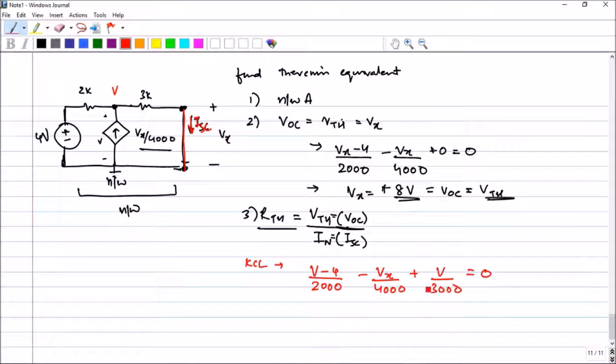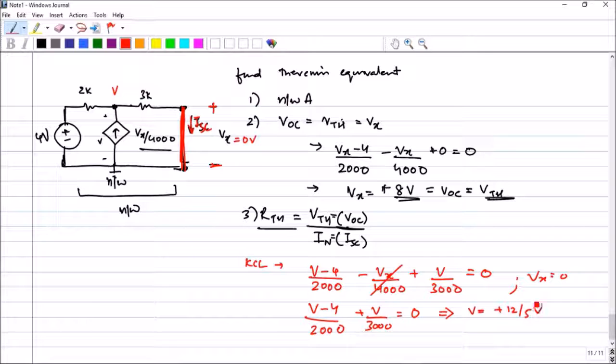Now we have one equation and two unknowns. What is Vx? Does the circuit give us any clue about Vx? Let us look closely. Vx is nothing but the voltage across this short, this wire. The wire does not have any resistance, therefore it will not have any drop. So Vx should be equal to 0 volts in this case. So (V minus 4), the Vx term goes to 0, plus V by 3000, equal to 0. If I solve this, I get V equal to 12 divided by 5 volts.